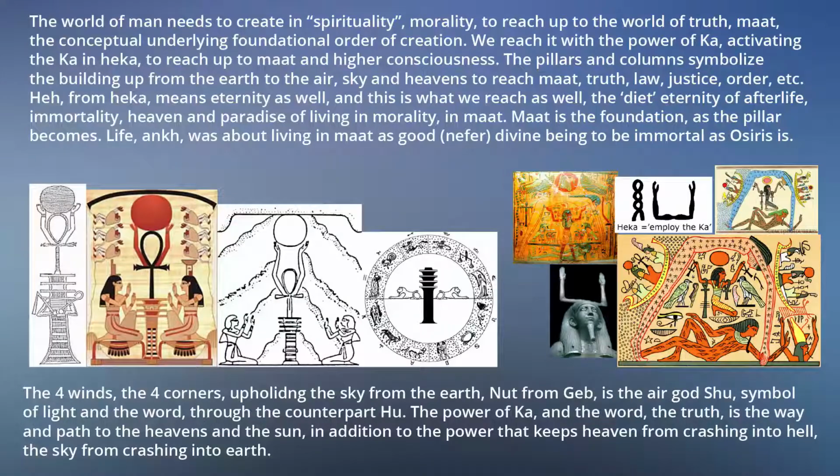Heka means eternity as well, and this is what we reach as well: eternity, of afterlife, immortality, heaven and paradise, of living in morality, in Ma'at. Ma'at is the foundation, the original conceptual foundation, as the pillar becomes. So the Djed pillar is also symbolized as a foundation, going from the earth, reaching up higher into the heavens, into the sky, into the air, where the sun is, and the Ankh is, and the Shu is, and the Shu has the Ka. His Ka is holding up Nut and the sky and the heavens, and creating the order of the universe and creation and earth.